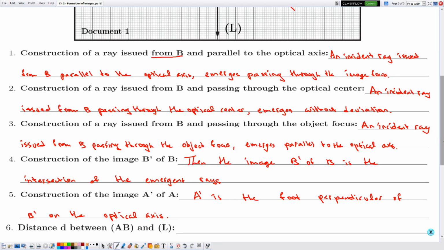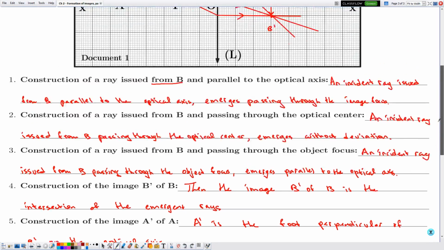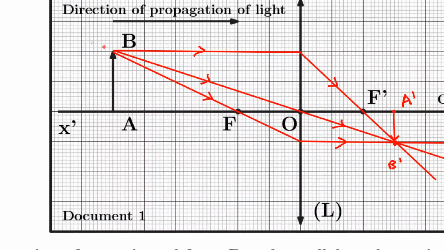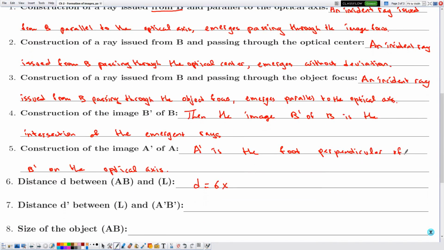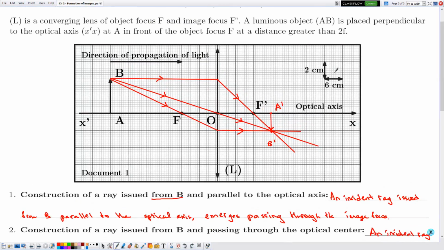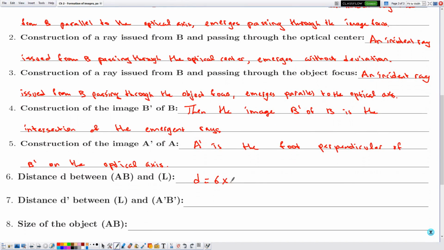on the optical axis. Okay, and now in number 6 they are telling me the distance d between A, B and L. So in other words, we need to calculate the distance d between the object AB and the lens L. So now d consists of 1, 2, 3, 4, 5, 6 divisions, and we multiply by the scale along which we have counted the number of divisions, which is the scale along the x-axis. Okay, this will give me 36.